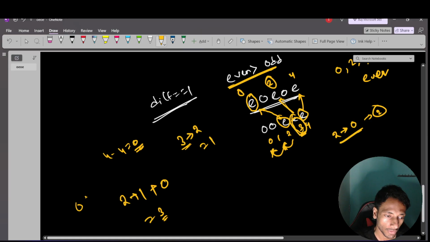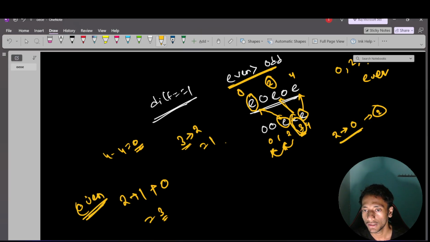Why am I only calculating this to place the even numbers? Because the odd numbers will anyway be placed in between, correct? If I place the even numbers in the correct positions, then the remaining numbers will anyway be placed in the correct positions. The remaining numbers will be the odd numbers, correct? So that's why I only calculated how many swaps are required for the even numbers only.